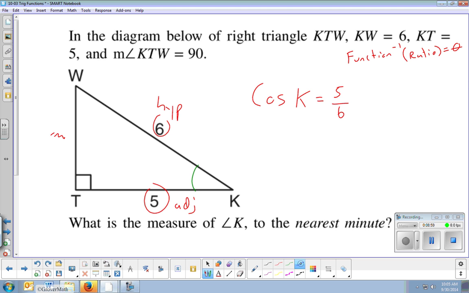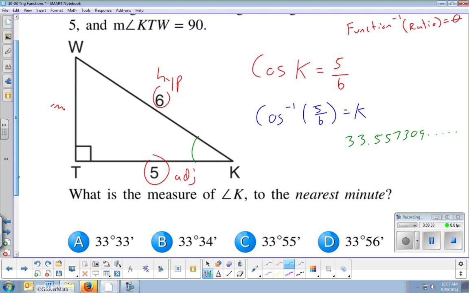And so that would mean instead of cos k equals 5/6, I have to do inverse cosine of 5/6, and that will get me angle k. And so what you would type into your calculator is the second cosine key, so inverse cosine of 5 divided by 6, and that should get you 33.557309, and so on.